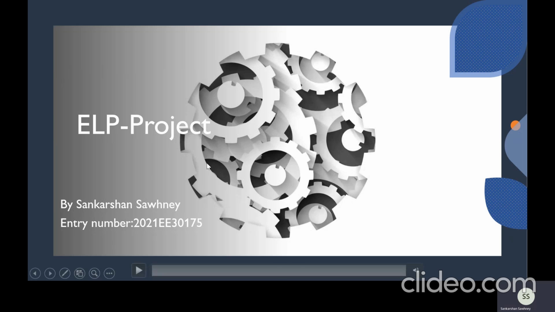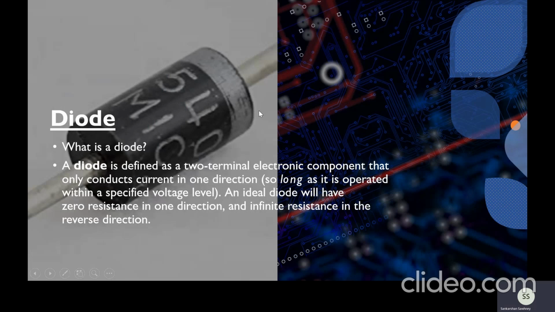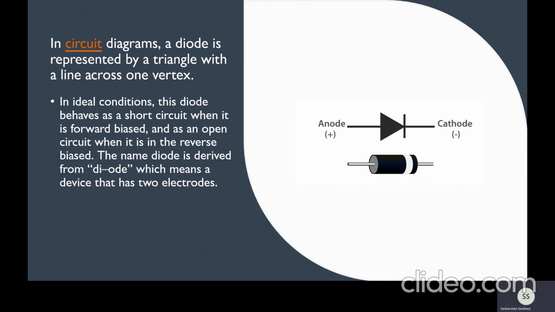Diode is defined as a two-terminal electronic component that conducts current only in one direction, so long as it is operated within a specific voltage limit. Otherwise, it breaks down. An ideal diode will have zero resistance in one direction and infinite resistance in the reverse direction. In circuit diagrams, a diode is represented by a triangle with a line across one vertex, as shown in the figure. In ideal condition, this diode behaves as a short circuit if it is forward biased, and as an open circuit if it is in reverse bias.